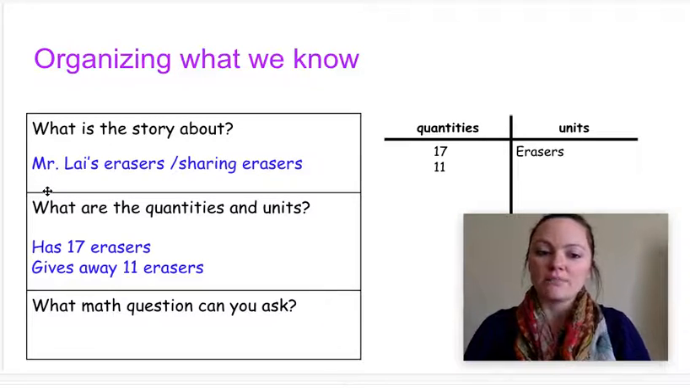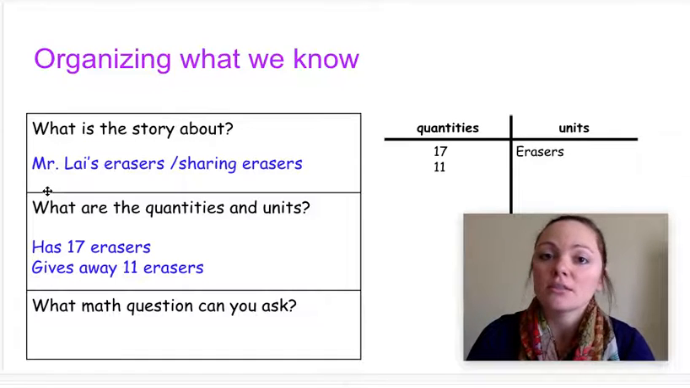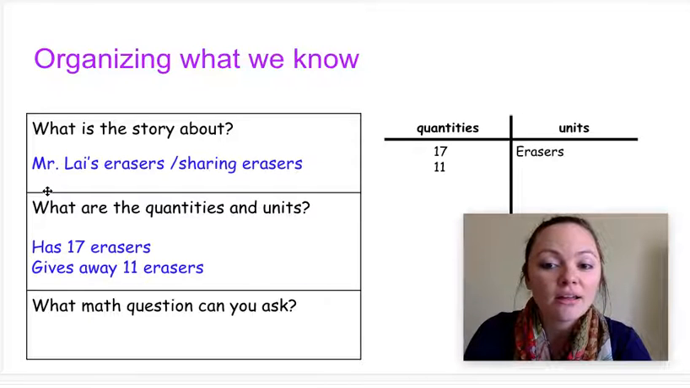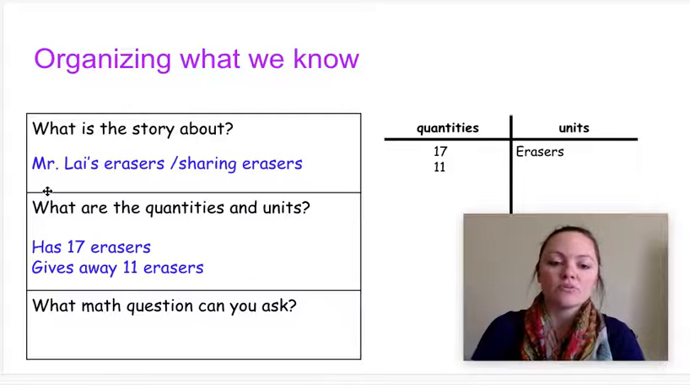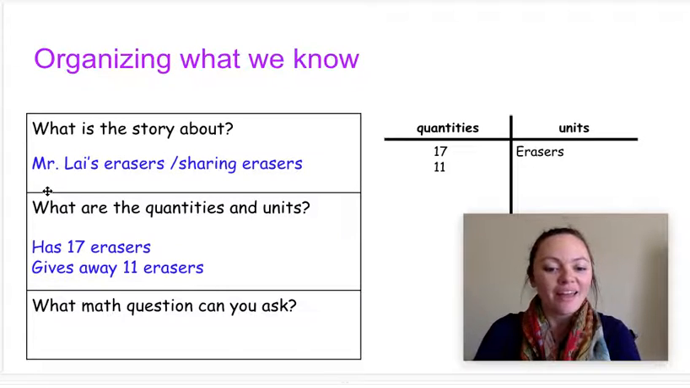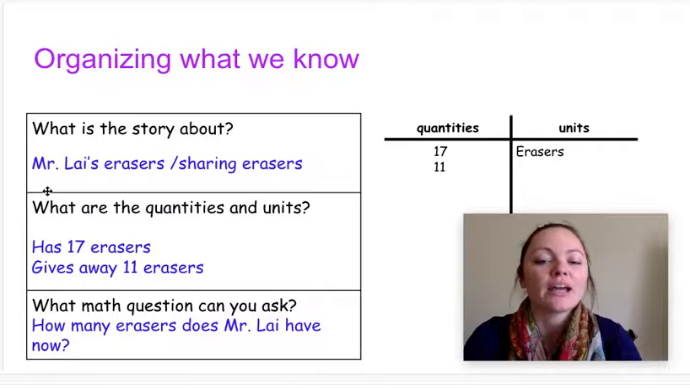Quantities and units, you say? Well, he has 17 and he gives away 11. So the quantities are 17 and 11. And the units are, yes, erasers. He had 17 erasers and then he gave away 11. And for the last one, what was the math question we wanted to ask? Do you remember? Yeah. We wanted to ask, how many erasers does Mr. Lai have now?